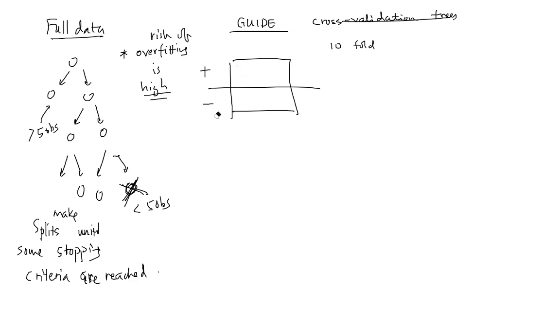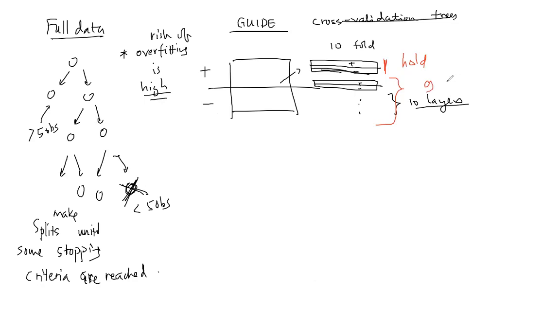So then you randomly create 10 layers. One layer plus minus, one layer plus minus, and so on. So you have 10 layers, with similar proportions between plus and minus. And then you withhold one of the layers and use the rest. If you have 10-fold, you will use 9 layers to build the tree.